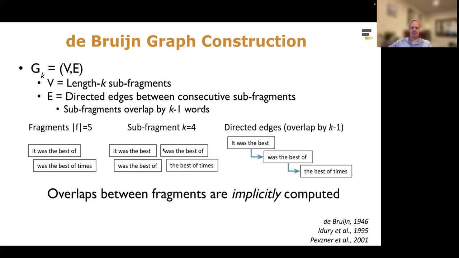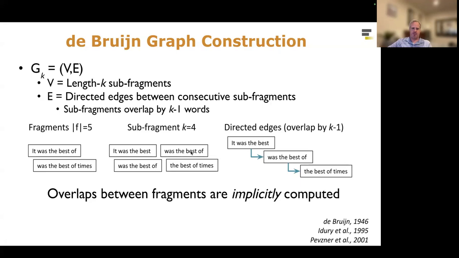And then the key thing is when we're deriving these subfragments, we're going to keep track of the edges between them. So because this first fragment here can be derived into it was the best and was the best of, we're going to keep track of this edge here between it was the best and was the best of. Now from the next fragment, we derive even shorter subfragments, but interestingly, that will take us from was the best of into the best of times. So we can keep track of all these edges.